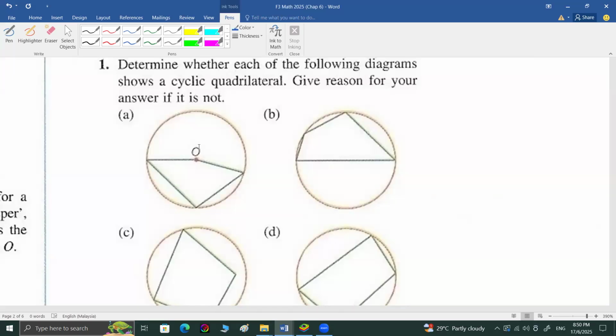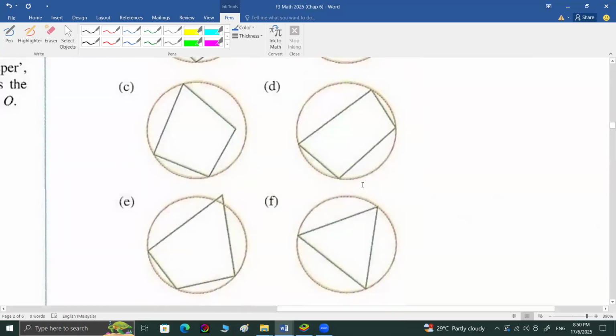Okay? B, yes or no? Yes, okay? Because no need to give reason. B, you say yes. C? No. So, no, that's why you use the first one. Because one of the vertices does not lie on the circumference. Got it? Okay, write down, yeah? No, because one of the vertices does not lie on the circumference.